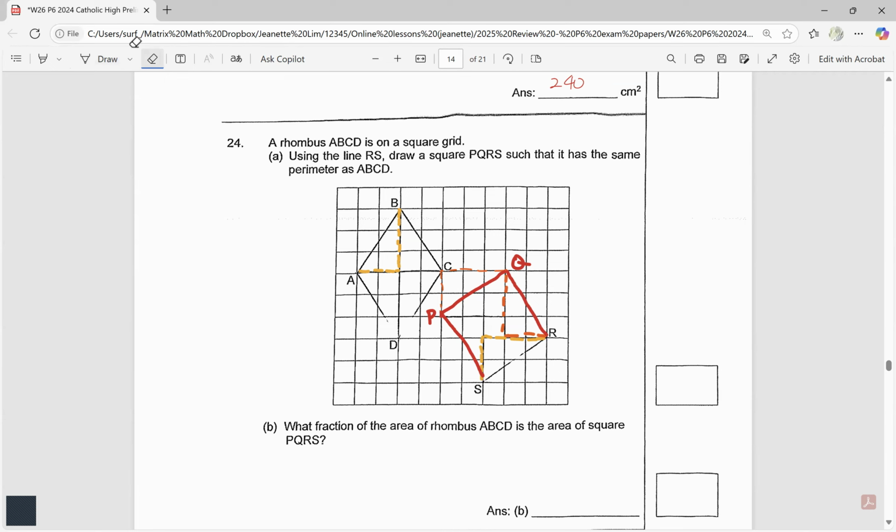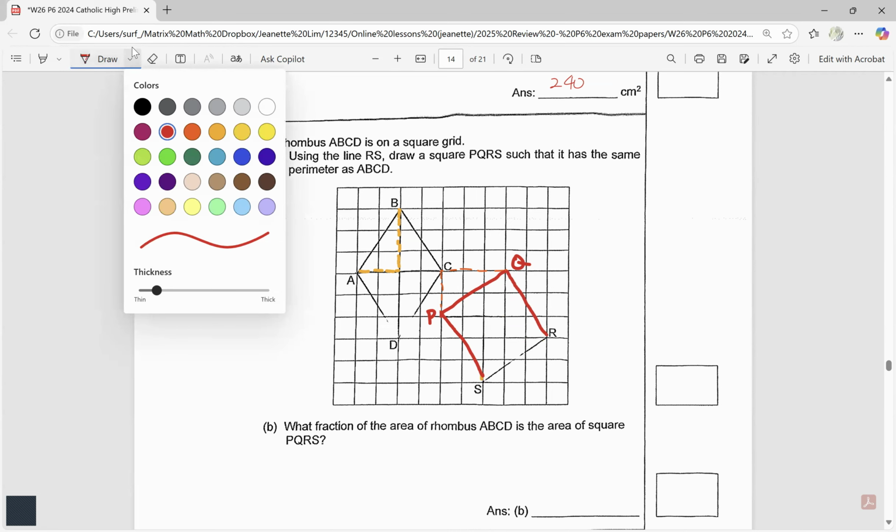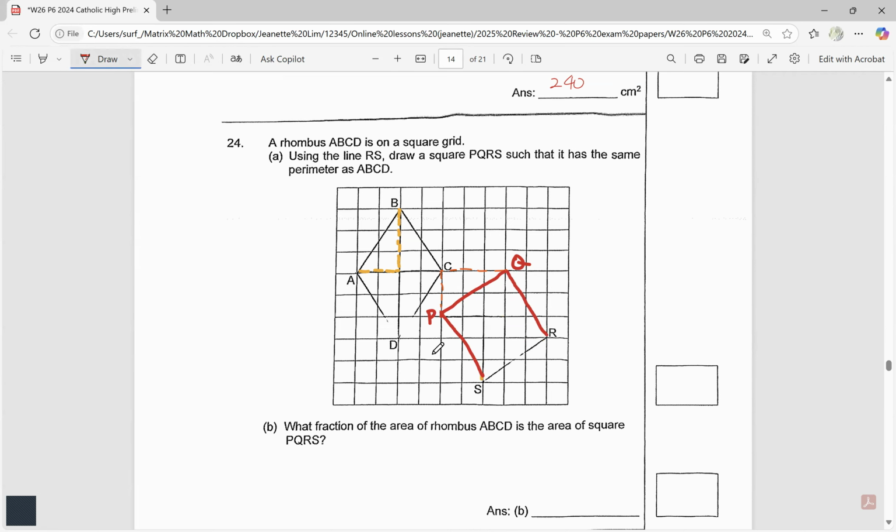So to avoid confusion, let me erase all this first. All those markings you can do in pencil. So this is your answer for part A.